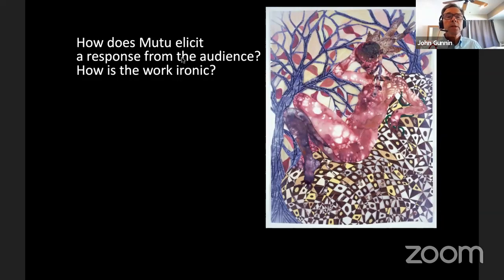What does she do to elicit this response from the audience? And I think this response is probably very ambiguous. We're curious about this reclining nude, but there seems to be a danger in the air as well. The blanket is a reference to African blanket or African pattern made by the Kuba people in the place in Kenya where Wangechi Mutu came from.